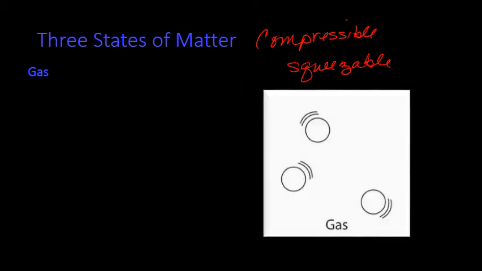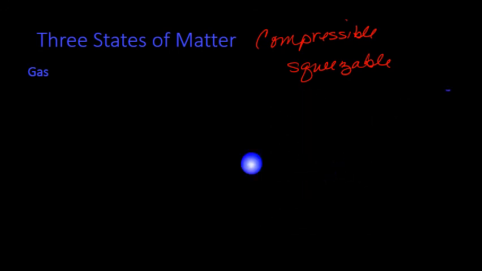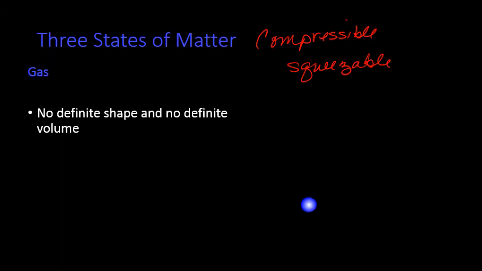Now, a gas does not have a definite shape, does not have a definite volume. That's the definition that you need to know. And the atoms themselves, they're spaced far apart. They don't interact with each other at all. They're just individual gas molecules kind of floating around in space.